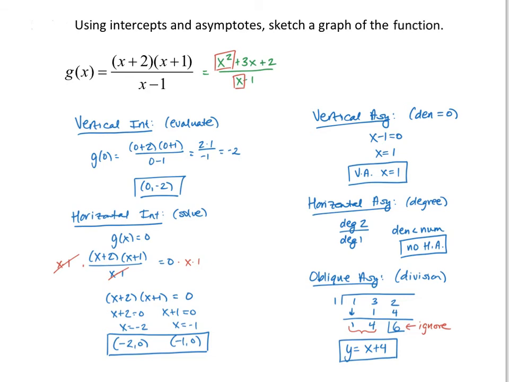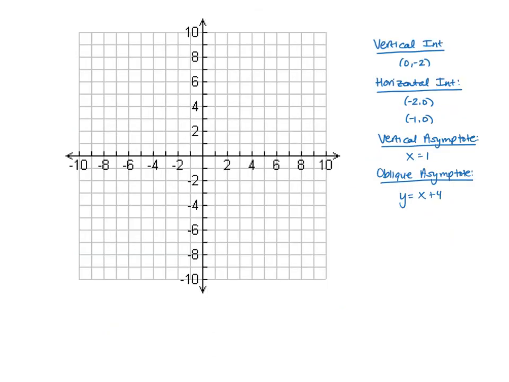Now let's take all this information and create a graph. Let's start by marking all the information that we had already found on our graph. So starting with our points, our vertical intercept is the point 0, -2. Our horizontal intercepts are at -2, 0 and -1, 0. We have a vertical asymptote at the line x equals 1, so it's a vertical line. And then our oblique asymptote y equals x plus 4.